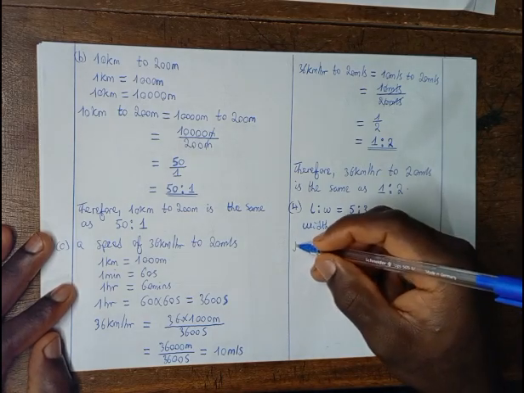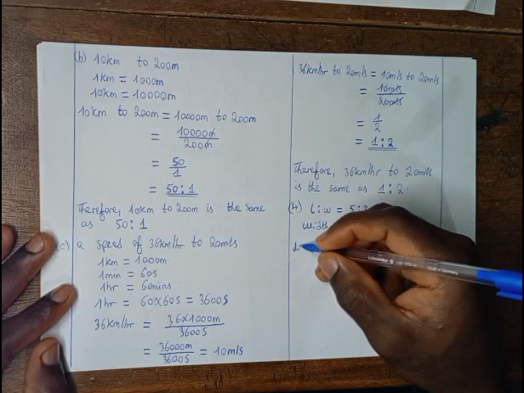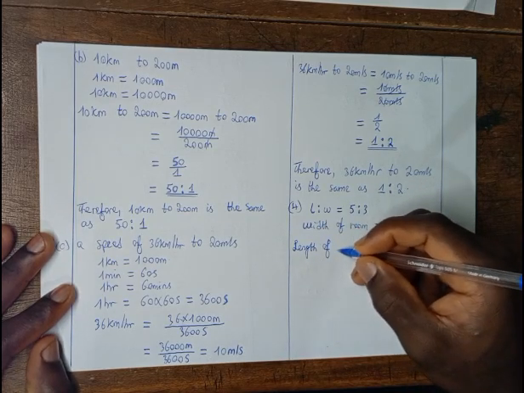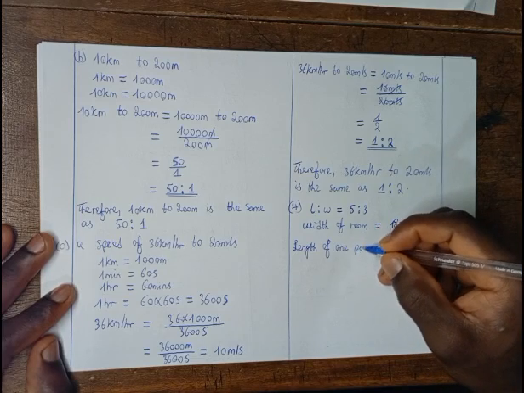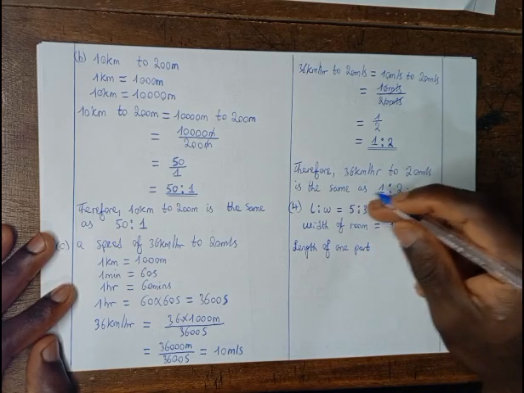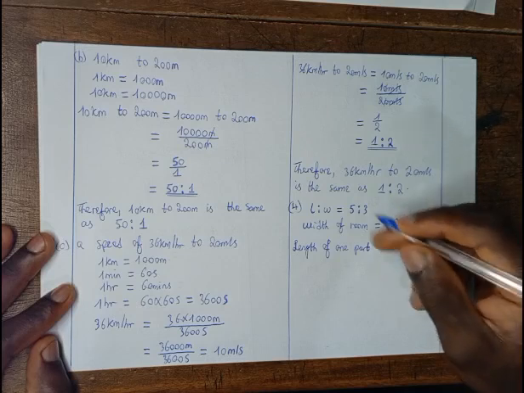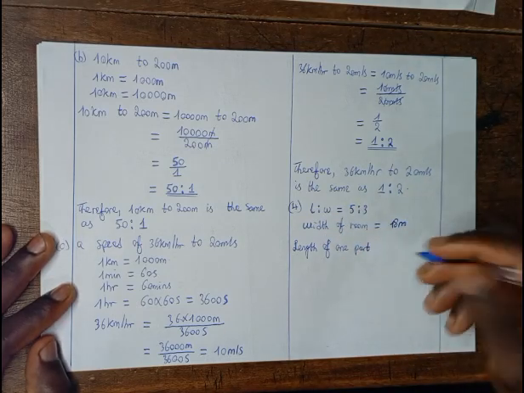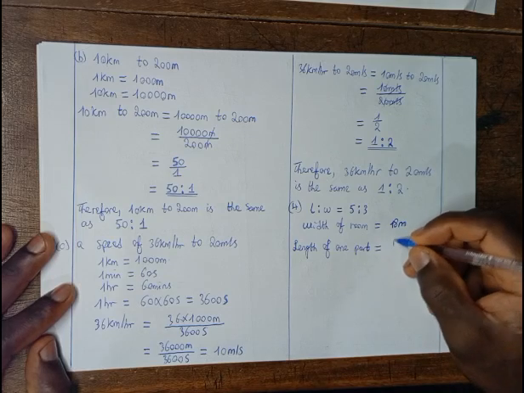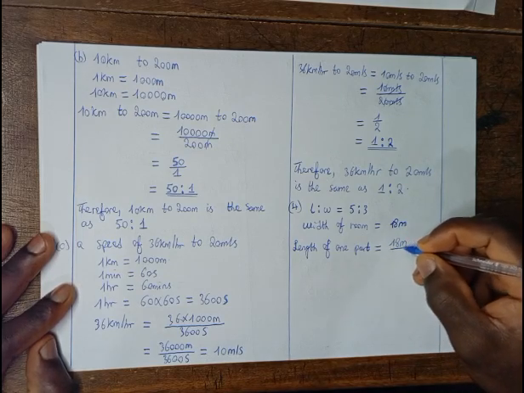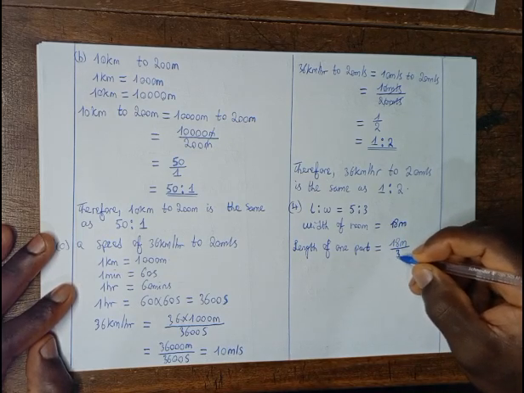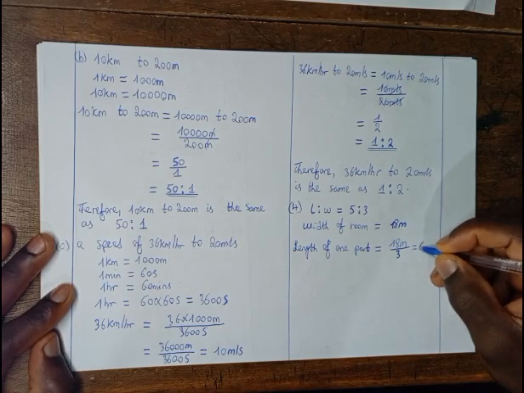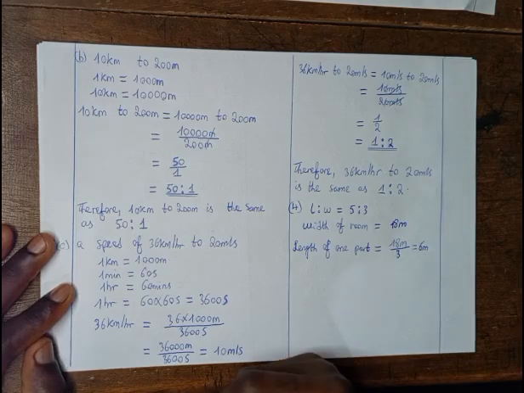I'll write this down. Length of one part, because in total we have 8 parts. So if you have 8 parts, 5 parts will go for the length, 3 parts will go for the width. So the length of one part will simply be 18 meters divided by 3, which will simply be equal to 6 meters. Now we can easily get the length of that room.